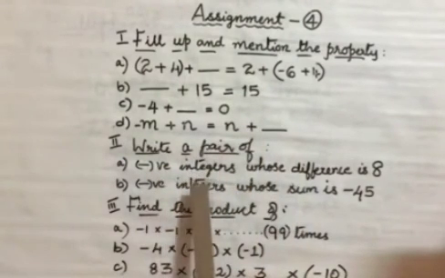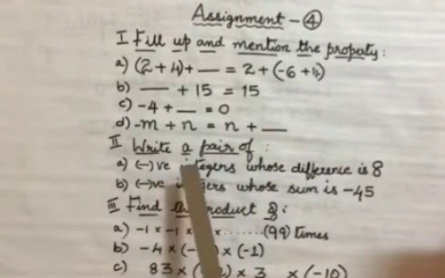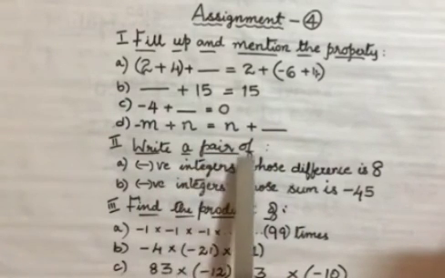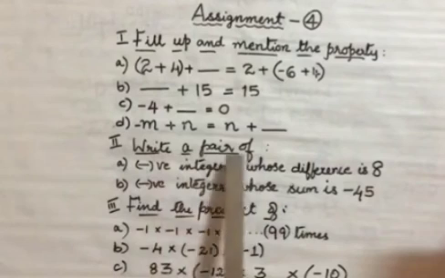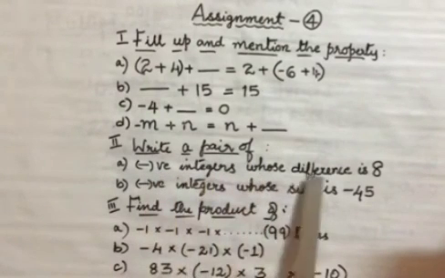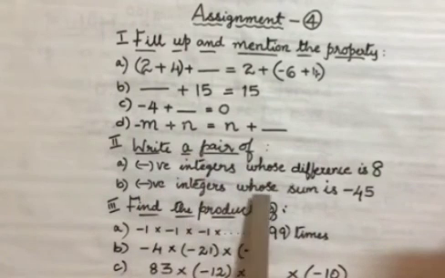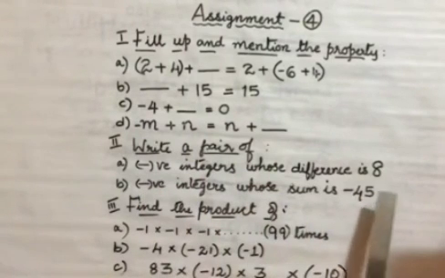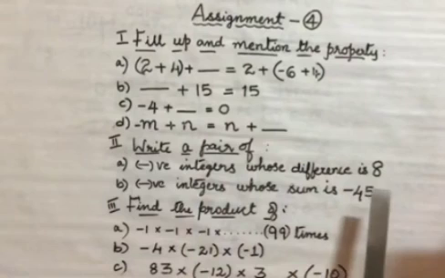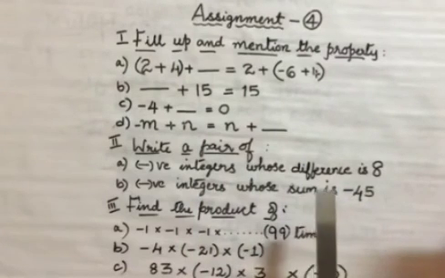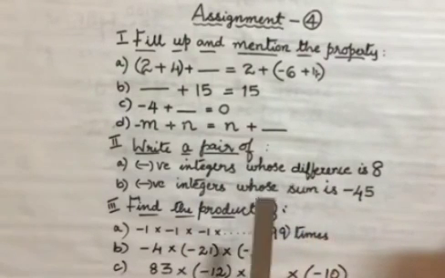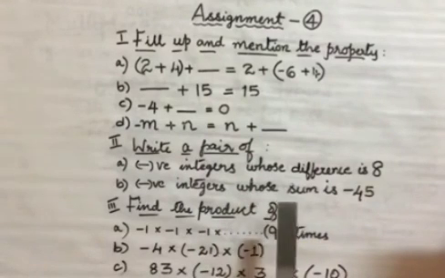Here I've given something for you to think. Write a pair of negative integers whose difference is 8, and write a pair of negative integers whose sum is negative 45. Please think. I'm sure all of you can do this. We are anyway going to discuss it in the next class, but please try it, think and do it.